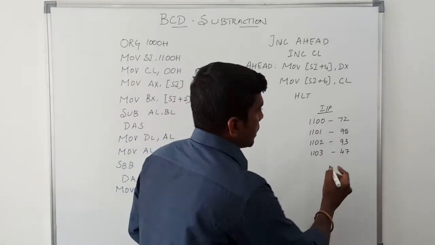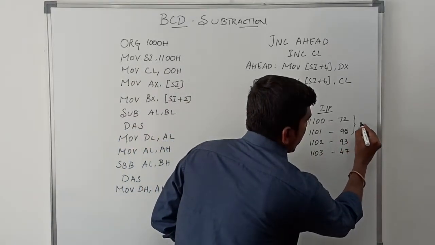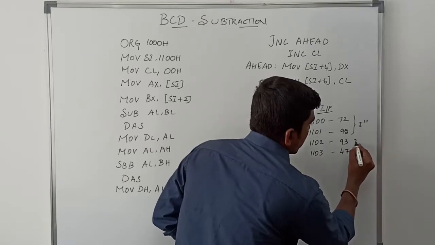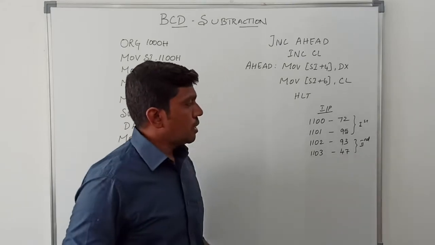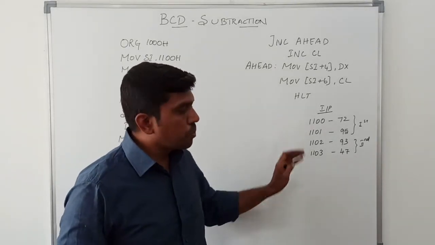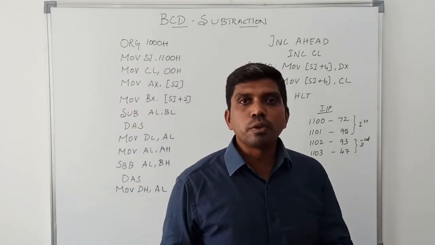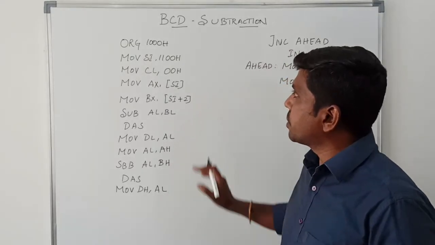The first 16-bit value is 95 and 72. The second 16-bit value is 47 and 93. So this is the input of the program. The output response is what we will check with the help of the program.